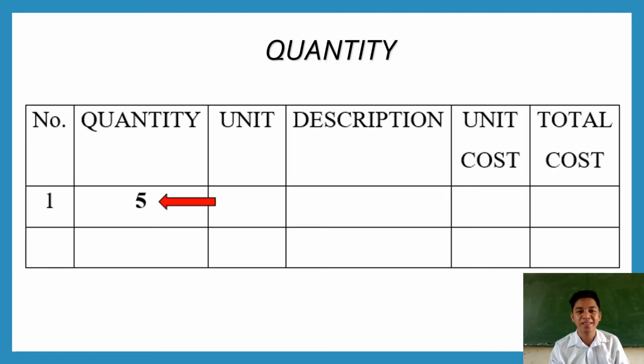Next, quantity. In this column, the number of pieces of the requested items is placed. For example, if we request 5 pieces of screws, we will write 5. If we want to request, let's say, 3 electrical pliers, we will just write 3. As simple as that. Did you get it? Very good.